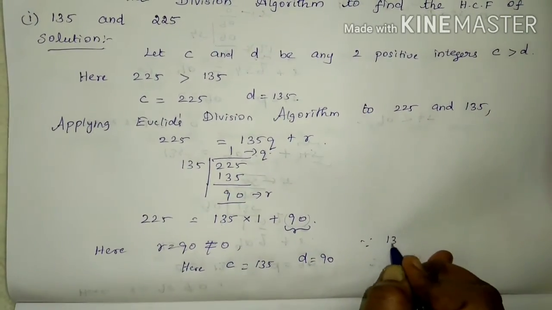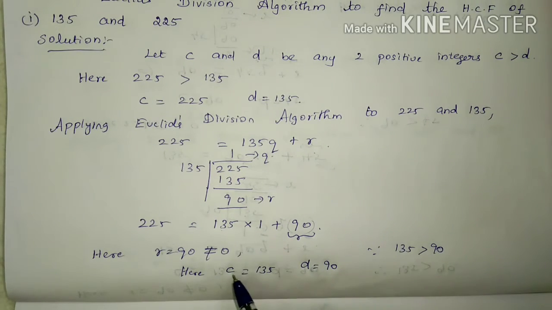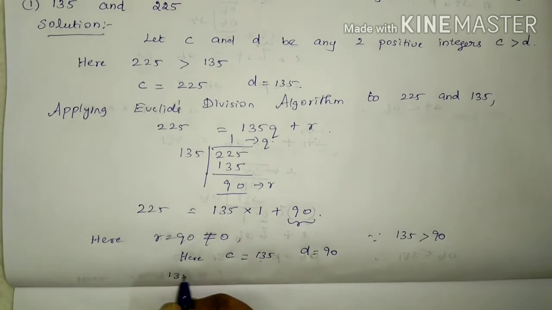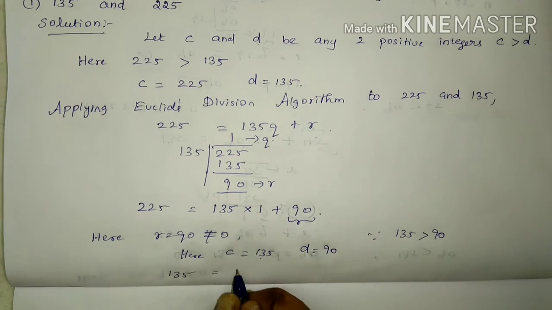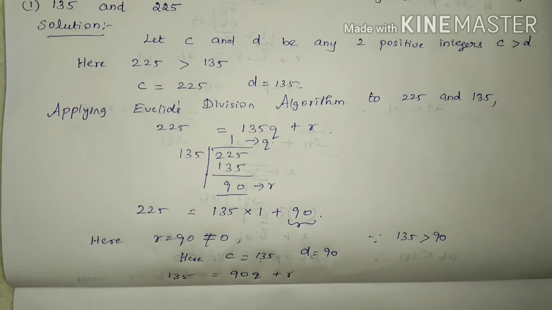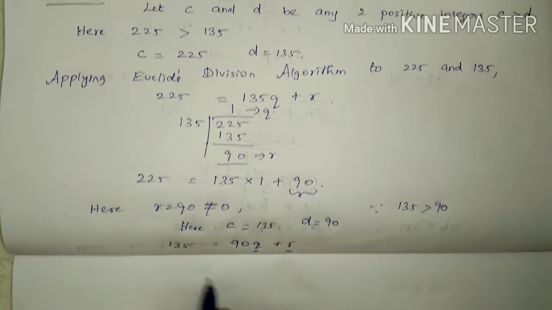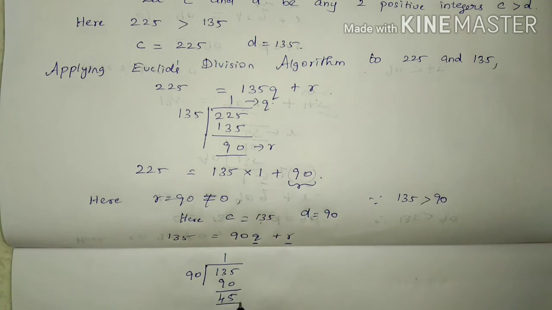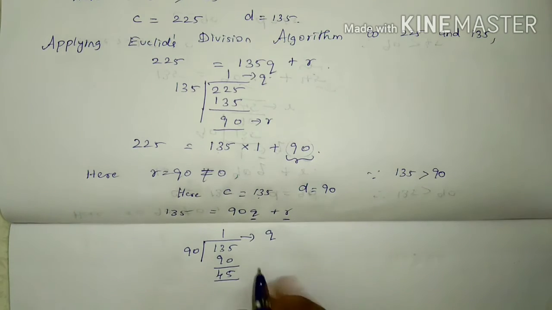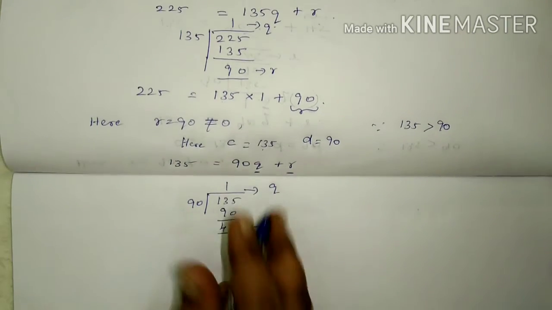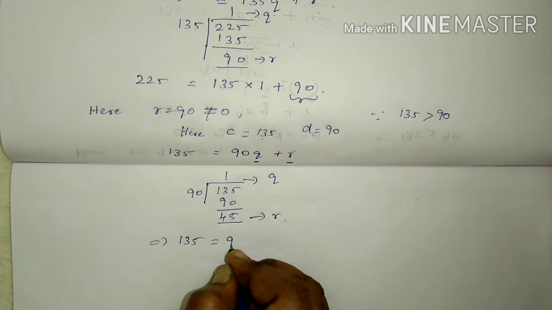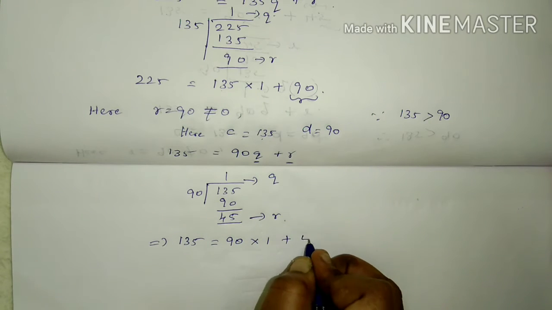Since 135 is greater than 90, here our C value is 135 and D value is 90. Again applying Euclid's division algorithm, we get 135 equal to D into Q, that is 90 into Q plus R. Now in order to find the value of Q and R, we have to divide this 135 by the integer 90. So one time we get 45, as here the Q value is 1 and the R value is 45. So substituting the values of Q and R in this equation, 135 equal to 90 into 1 plus the remainder value is 45.